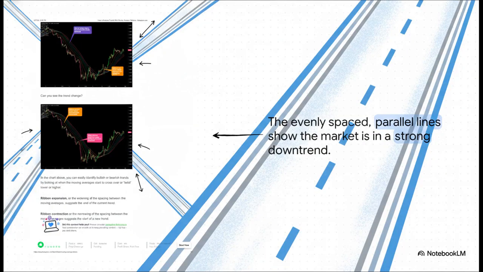Let's look at the chart one more time. See this section here? The lines are moving together in this perfect formation, like lanes on a highway. That parallel structure, that's confirming the strength of this downtrend. There's no guesswork here. The market knows exactly where it wants to go.